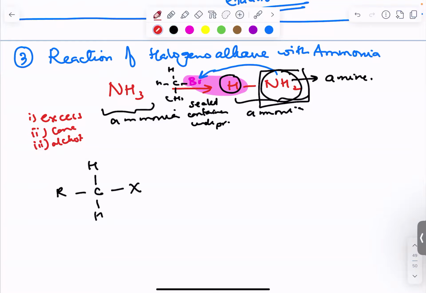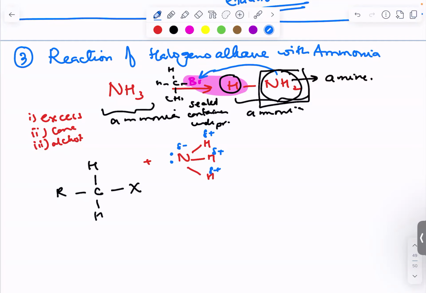HCX. Now, when it is going to react with NH3, have a look. Partial positive, partial negative, partial positive, and partial negative. And this has the what? This is going to have the lone pair.